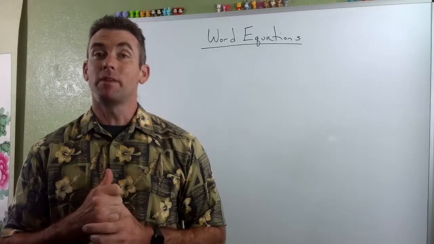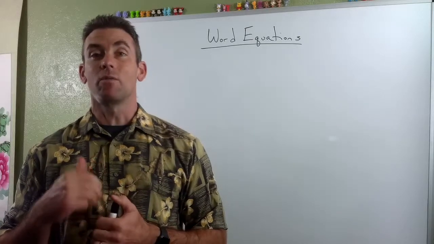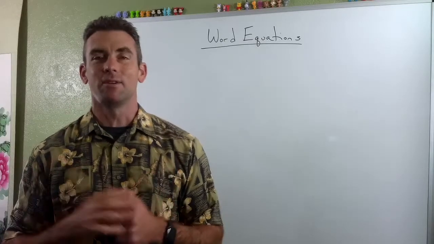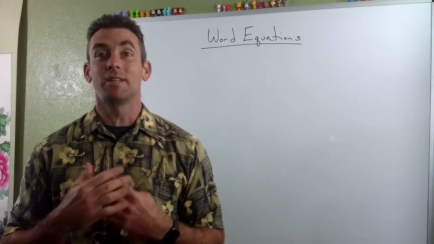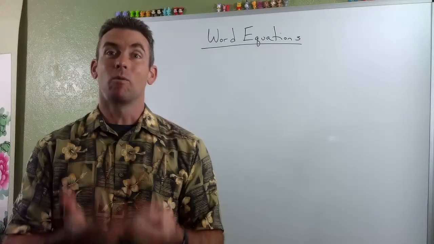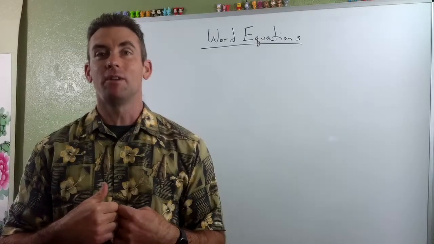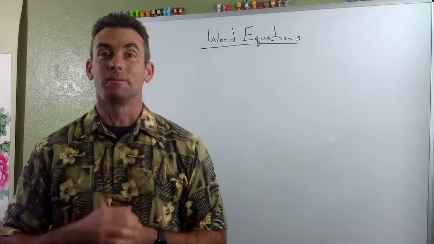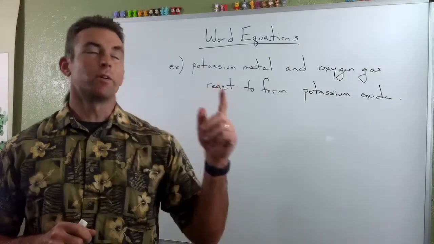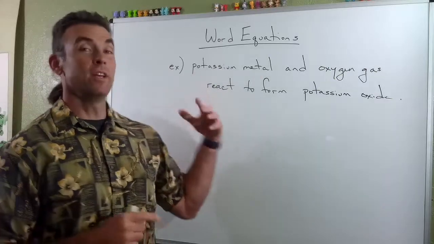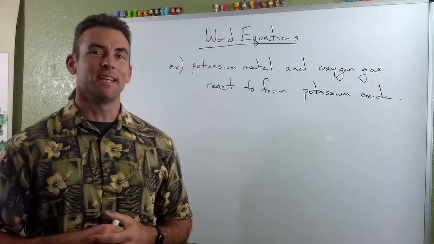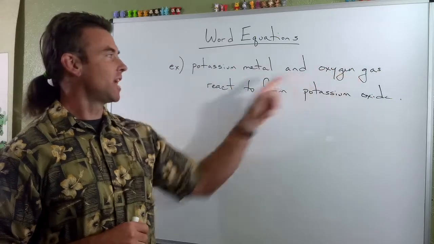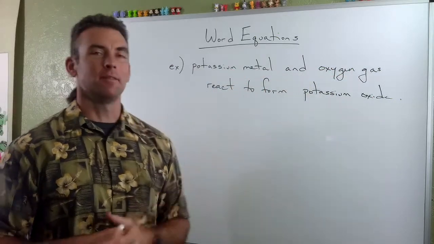So I think probably the best thing to do is to start with an example and show you the four-step process, or maybe I guess you could say three-step process, that we're always going to use anytime we see a word equation and we have to break it down into some sort of balanced chemical reaction with the appropriate symbols. So here's the first one that we'll be starting with. I'll read it to you just in case you can't see it on the screen too well, but it says potassium metal and oxygen gas react to form potassium oxide.